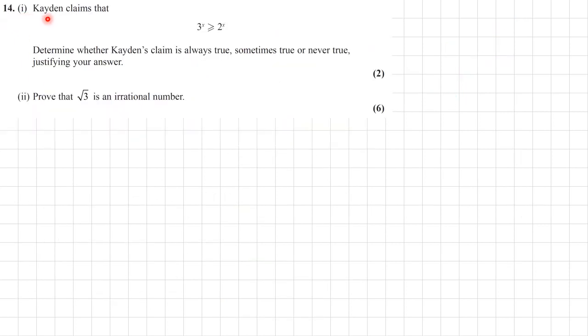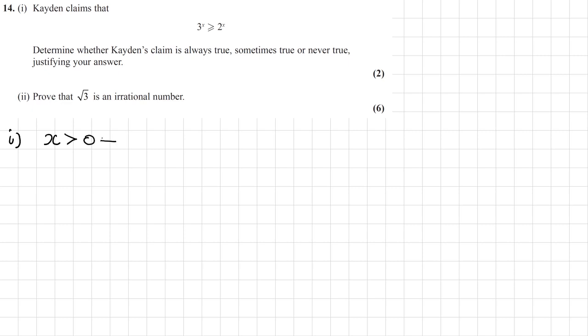Question 14, part 1. Caden claims that 3 to the power x is greater than or equal to 2 to the power x. Determine whether Caden's claim is always true, sometimes true, or never true. Okay, now we're talking about powers. Powers can be positive, 0, or negative. So let's see what happens when the powers are positive.